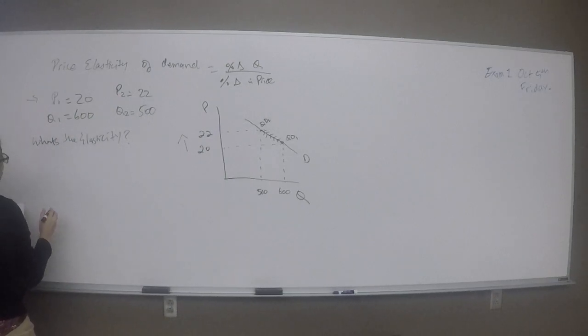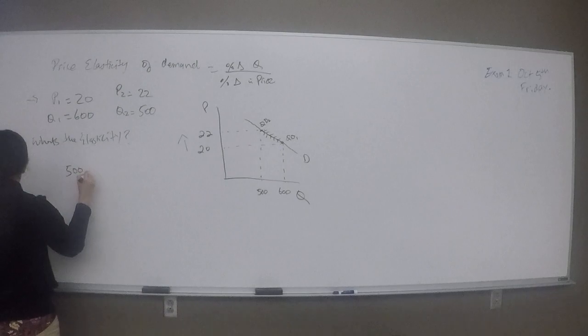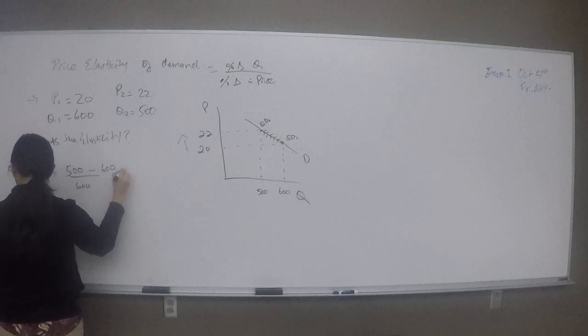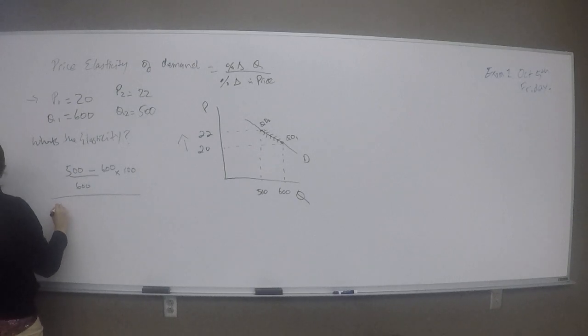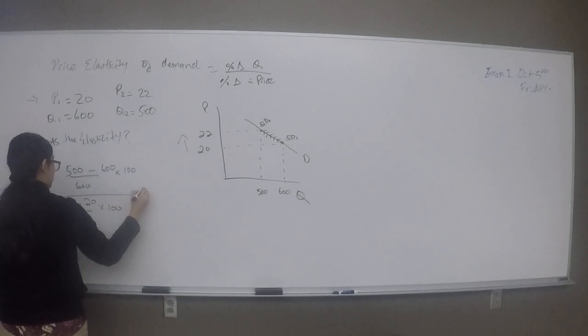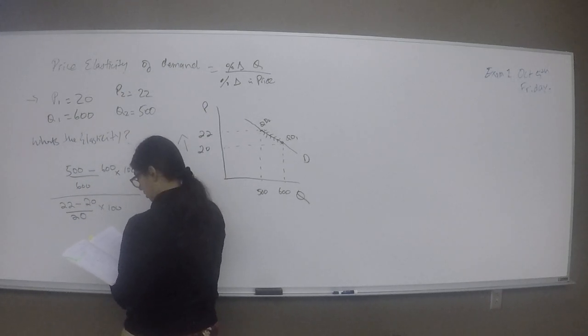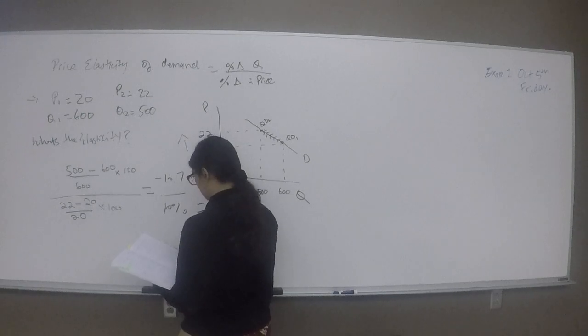Change in quantity, Q2 minus Q1, so Q2 is 500 minus Q1, 600, divided by Q1, times 100, divided by P2, 22 minus 20, divided by 20, times 100, equals 16.7% over 10%. Elasticity is negative 1.67.